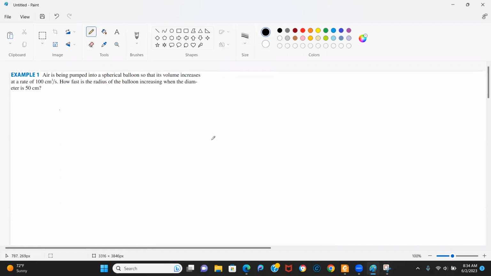So we are being told that air is being pumped into a spherical balloon so that its volume increases at a rate of 100 cubic centimeters per second, and we want to figure out how fast the radius of the balloon is increasing when the diameter is 50 centimeters.